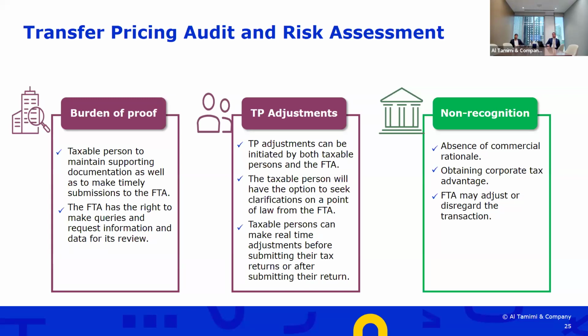And finally, the FTA does have the right to carry out adjustments or even not recognize transactions if there is no commercial rationale for the transaction and if the transaction's principal purpose is to obtain corporate tax advantage. In these types of transactions, the FTA can adjust the price, or it can disregard the transaction and pretend that it never happened, and this is commonly referred to as the general anti-avoidance rule.